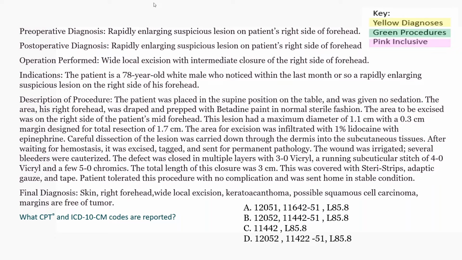was given no sedation. The area, his right forehead, was draped and prepped with Betadine paint in normal sterile fashion. The area to be excised was on the right side of the patient's mid-forehead. The lesion had a maximum diameter of 1.1 centimeter with a 0.3 centimeter margin designed for total resection of 1.7 centimeter. The area of excision was infiltrated with 1% lidocaine with epinephrine.